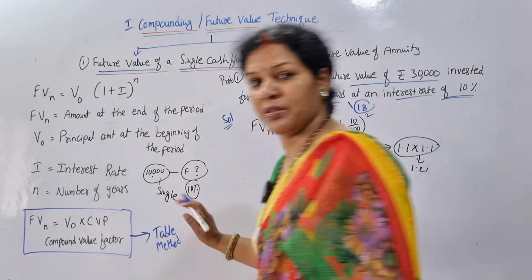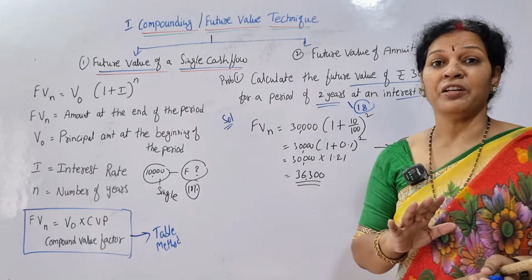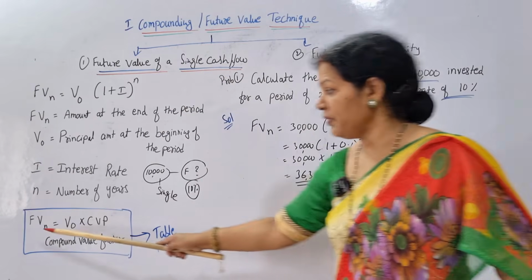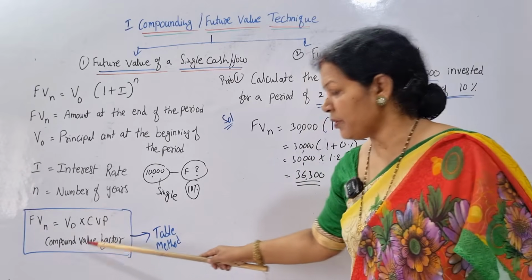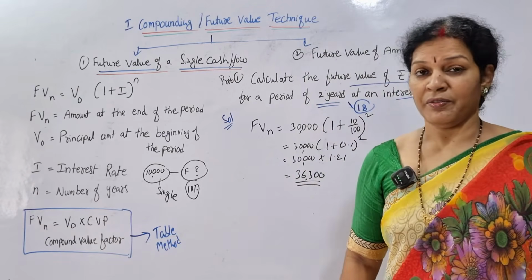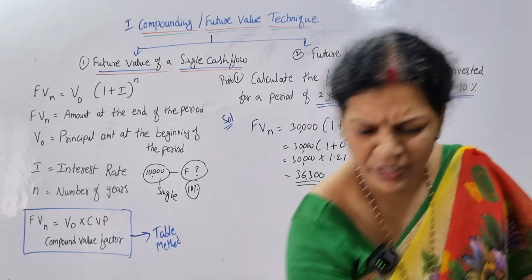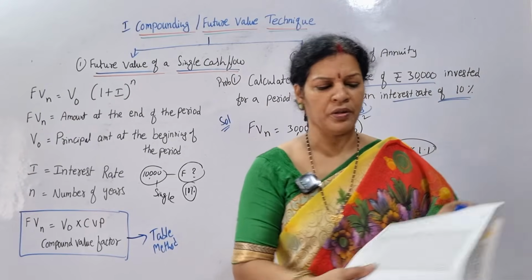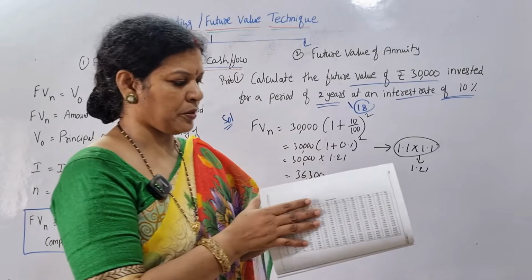When do we use it? When years are more. Manual calculation is very tough, then we go for this formula. FVN is equal to V0 into CVF, where CVF means compound value factor. We are going to use the present value table. Take any book related to financial management; at the end of the book, tables are given like this.